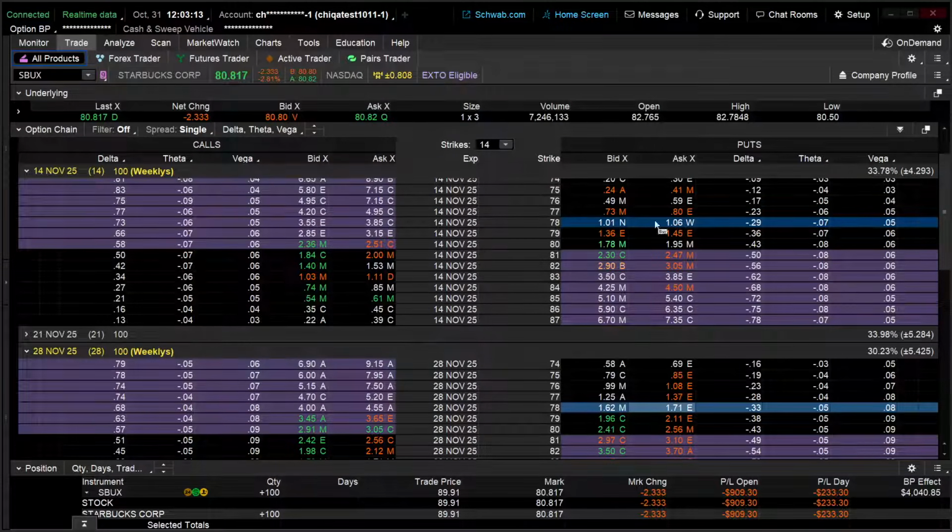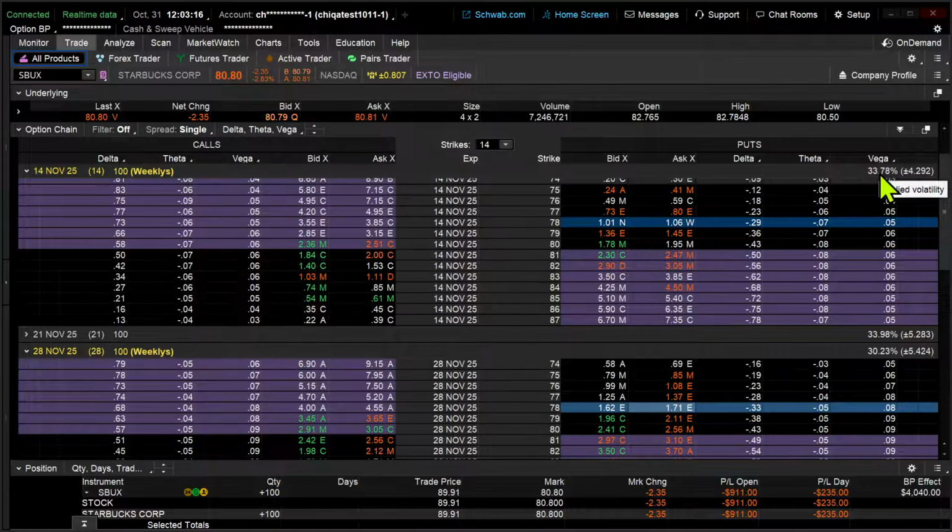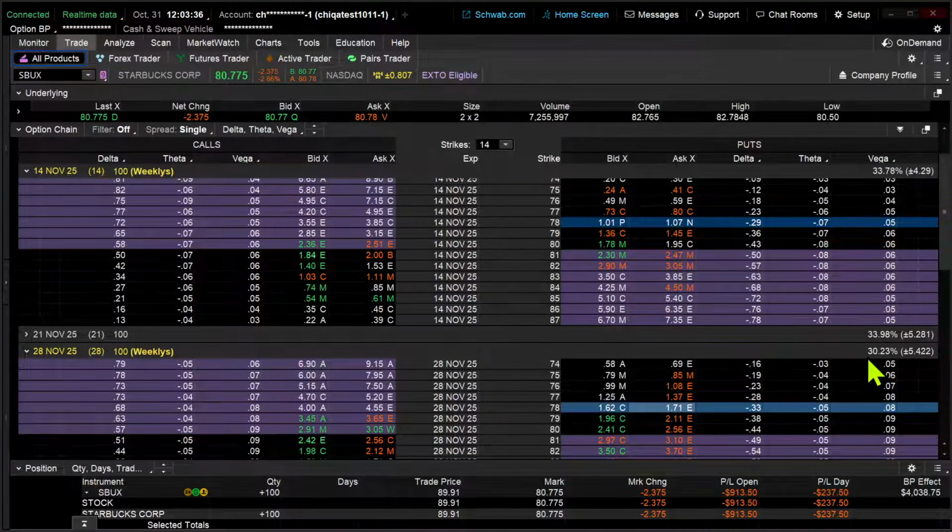If we go over to the right-hand side, we see that the implied volatility for our closer dated expiration, the one that expires in 14 days, is 33, almost 34%. And the implied volatility in the back month, or what would be the back month in this case, the expiration that is 28 days away on the 28th of November, is about 30%. So less implied volatility in the back month, more implied volatility in the front month. That decrease in implied volatility in the front month is going to work in our favor. A possible increase in implied volatility in the back month is going to work in our favor.